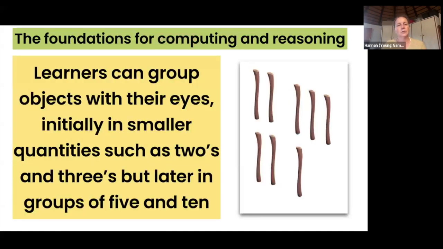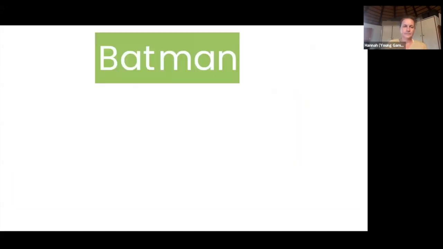So learners start to group objects with their eyes, initially in smaller quantities like 2s and 3s, the grade 1s, but later on they should start to see, the grade Rs, later on they should start to see groups of 5 and groups of 10.